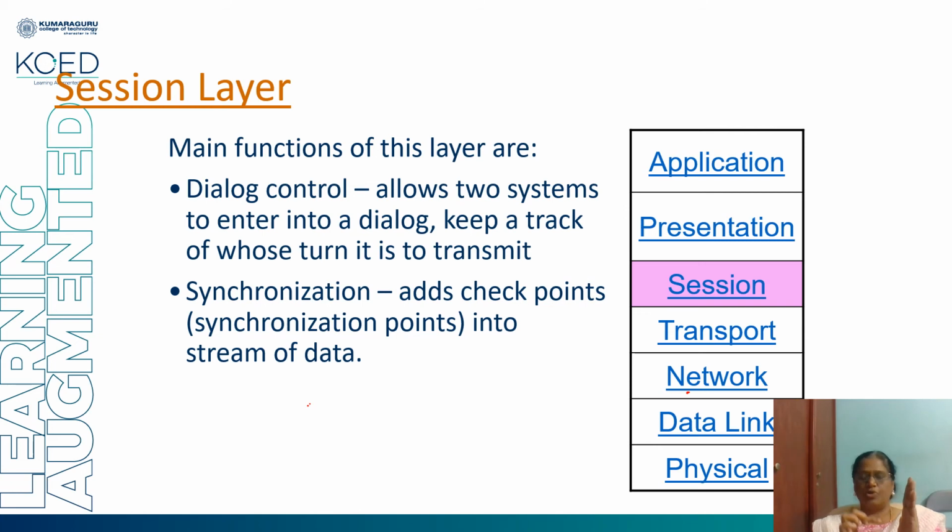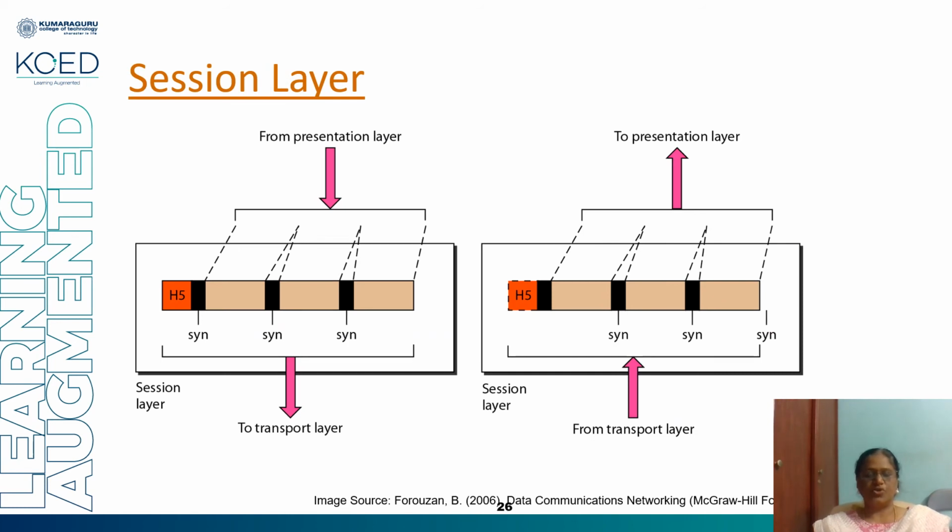synchronization points. Suppose after establishing a connection, your message is getting transferred and due to some problem the message is not received, then from where to restart? You cannot restart transmitting from the beginning. Instead, we go back to the major synchronization point and then start retransmitting. This is the function of the session layer. First one is dialog control. Next one is synchronization. You can see the synchronization points are inserted by the session layer.